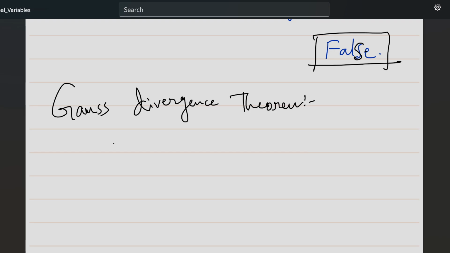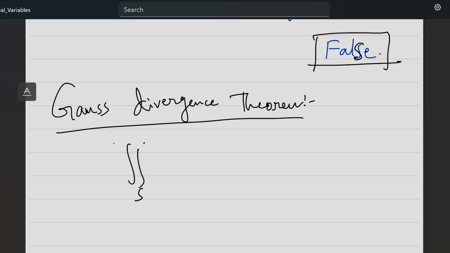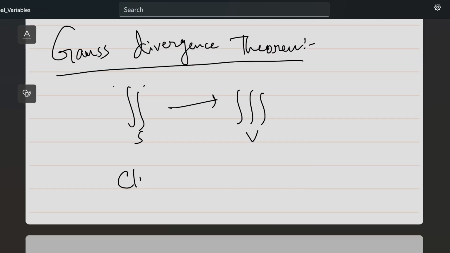Divergence theorem, in short, converts a surface integral to a volume integral. So which volume? The volume that is surrounded by the surface. When will it apply? When you have a closed surface. The surface should be closed.